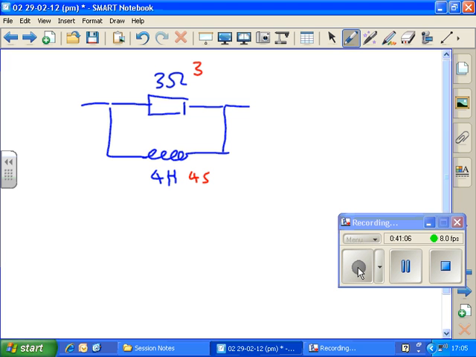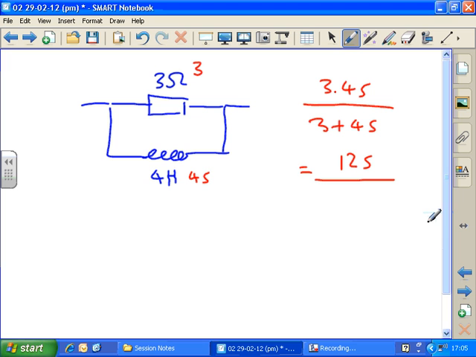So this actually makes this one quite straightforward. Product over sum. Now I can times the 3 by the 4 to get 12 over 3 plus 4s. And I'll probably leave it like that.